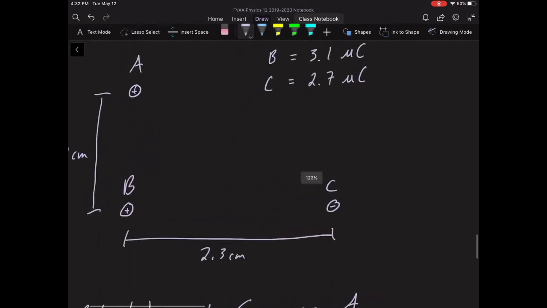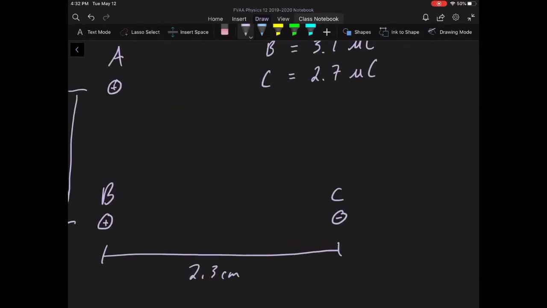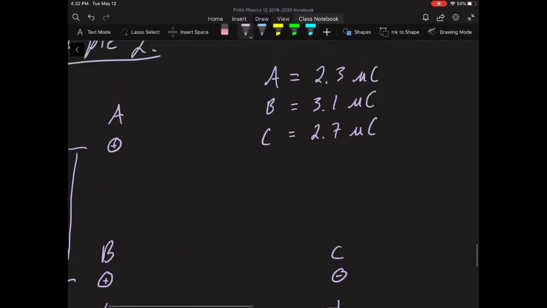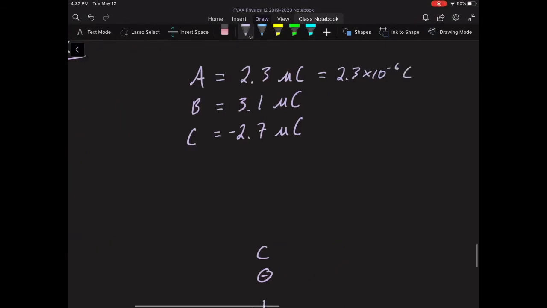So here each has a plus, plus, minus in terms of the magnitude of the charge. And here you have, this should be negative 2.7, the actual charge of spheres A, B, and C in microcoulombs. Okay, remember microcoulombs is 2.3 times 10 to the negative 6 coulombs. Okay, so you can make those conversions when you enter them into your calculator.